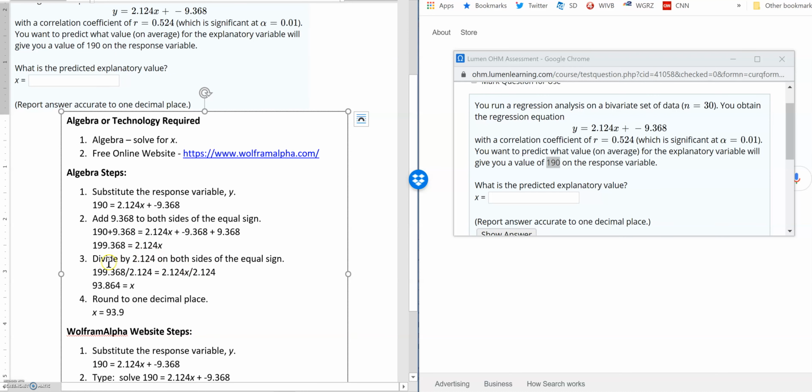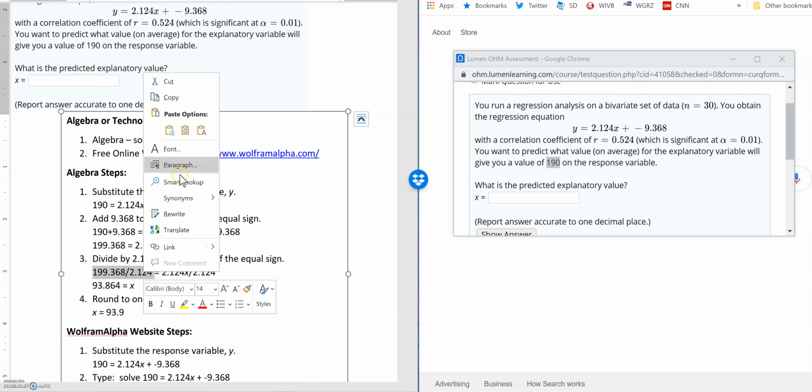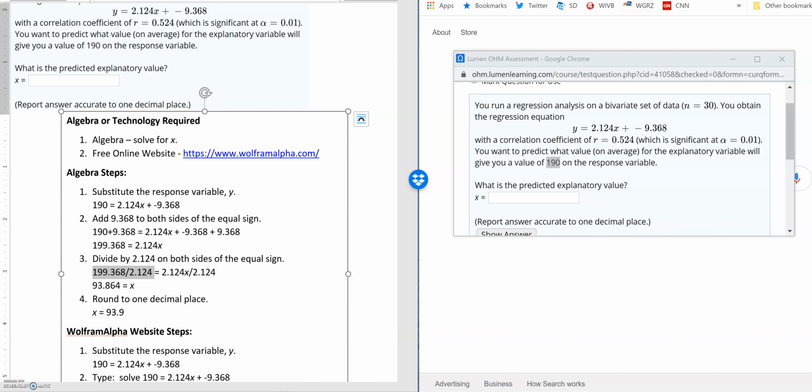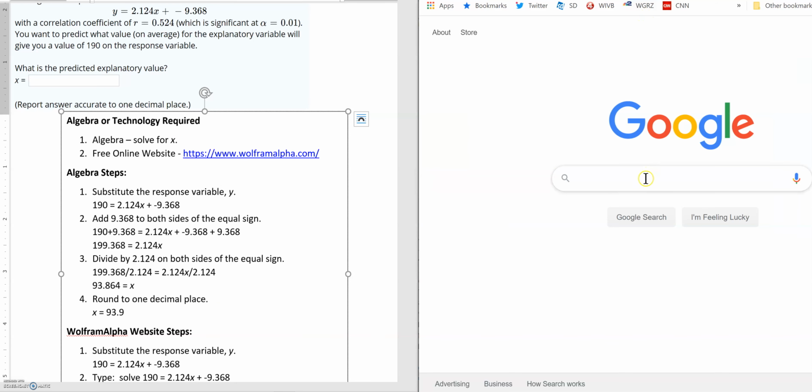Alright, since the 2.124 is multiplying x, again we need to do the inverse, which is division. So we're going to divide by 2.124 on both sides of the equal sign. What I do to the left side, I have to do to the right side to maintain equality. And when I do that, I'm going to use a calculator at this step. So let me copy and paste this. So this step right here, copy. Alright, so I'm going to come over here to Google, and I'm just going to paste this in.